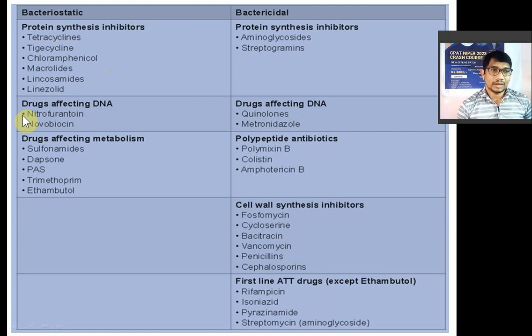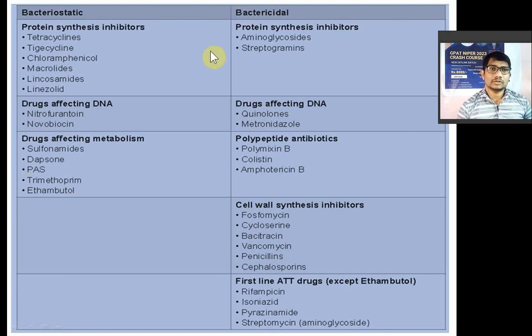Again, among the bacteriostatic drugs affecting DNA: nitrofurantoin, novobiocin. So they affect the DNA, but they are bacteriostatic. Drugs affecting metabolism, for example sulfonamides, dapsone, para-aminosalicylic acid, trimethoprim, and ethambutol. So they are bacteriostatic. Now what do I mean by bactericidal? They kill the bacteria. They are known as bactericidal.